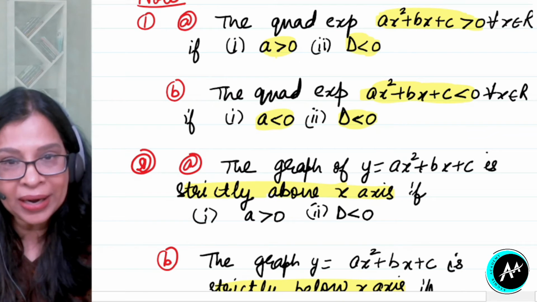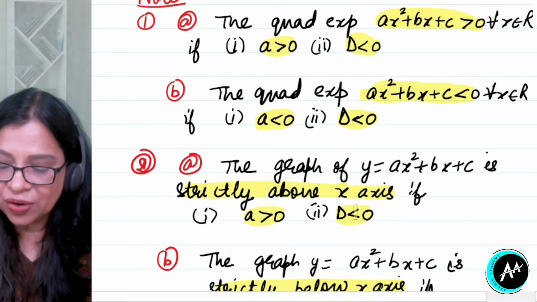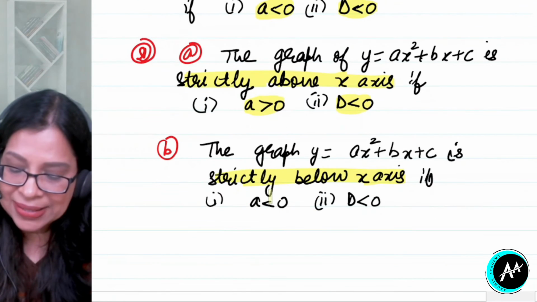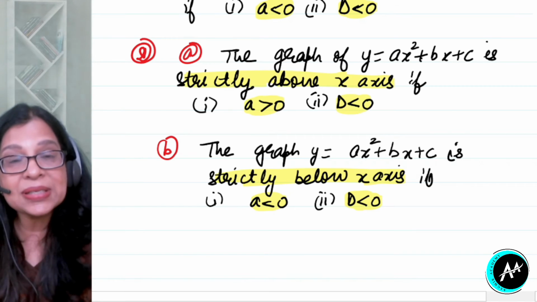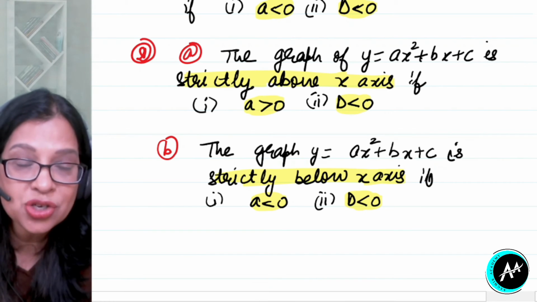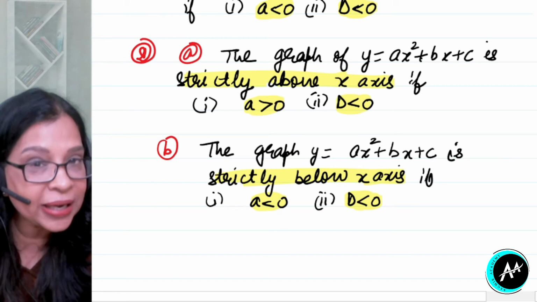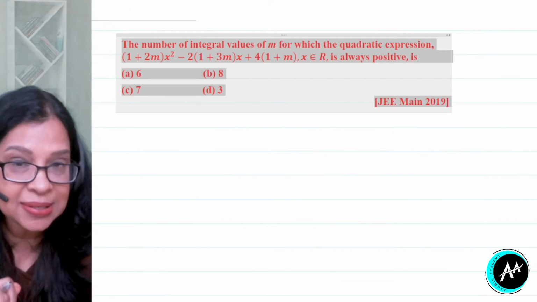And this can be interpreted as that the graph is strictly above x-axis if A is positive, D is negative, and graph is strictly below x-axis if A is negative, D is negative. Alright, you will see yourself using this condition so often in questions. Okay, so never ever forget it. Alright, now let's see some questions based on this.